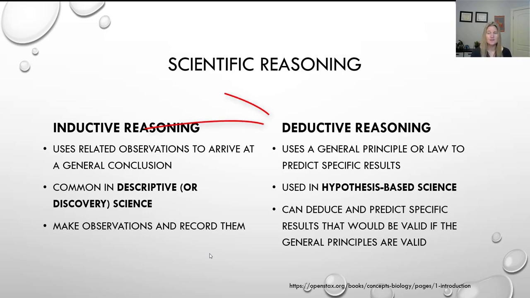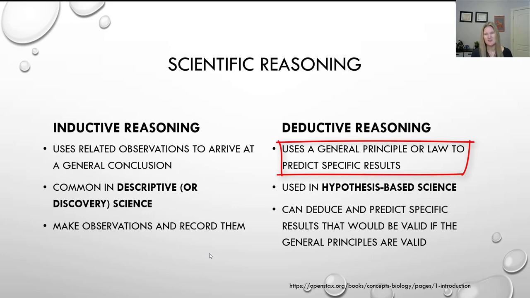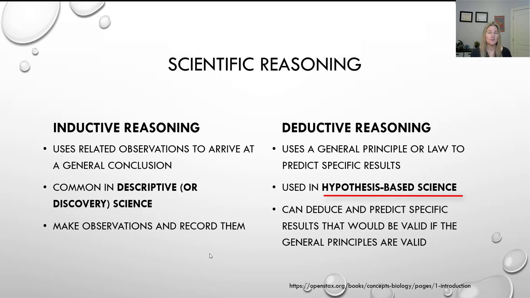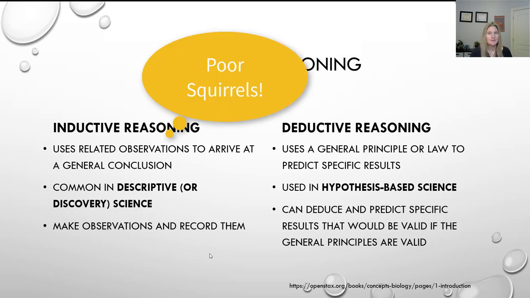So in deductive reasoning, we're using some sort of general principle or law, and we're predicting specific results from it. So it tends to be more hypothesis-based science. So for example, I could take, through inductive reasoning, my conclusion that the squirrels that are in my backyard are perfectly adapted to the backyard. And based on that, I can predict something from that. I can predict that if I cut down all the trees in my backyard and cover the landscape with concrete, that the squirrels would no longer be adapted and they'd go away. So that is predicting the results.